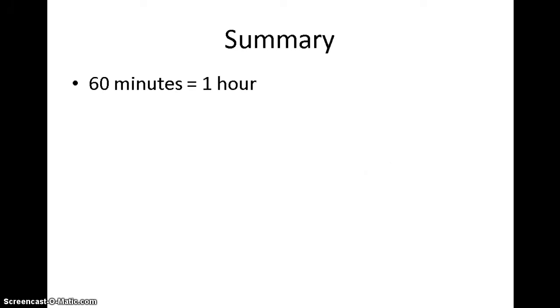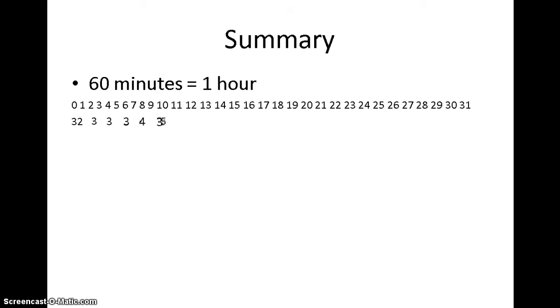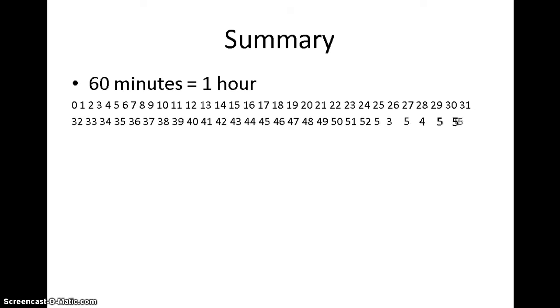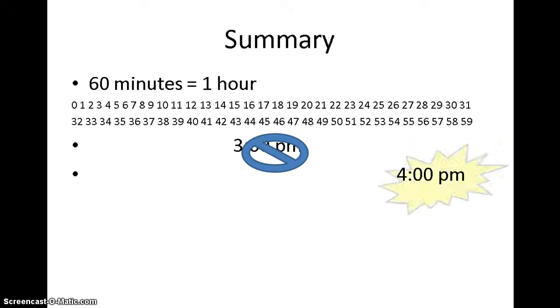Alright, so let's summarize what's happening. We know there are 60 minutes to an hour, and yet the numbers that we move start at 0 and go the whole way up to 59. They don't go to 60. We never write things like it's 3:60 p.m. That's a little bizarre. No, it's 4 p.m. That would be the way we write that.